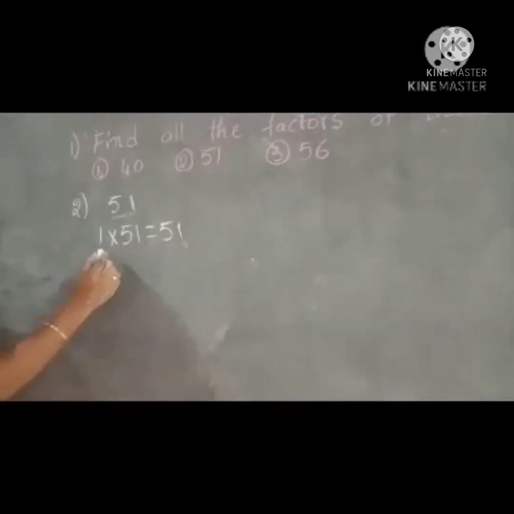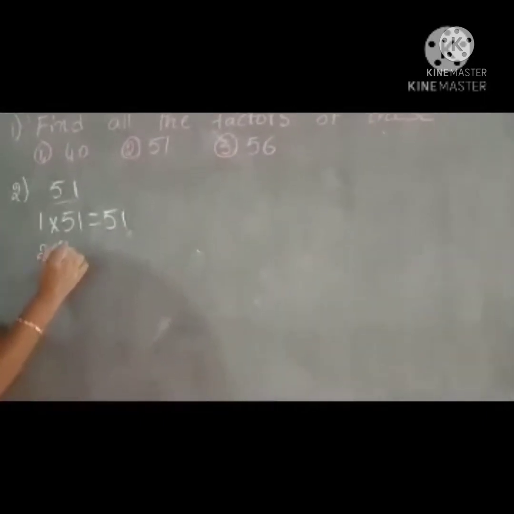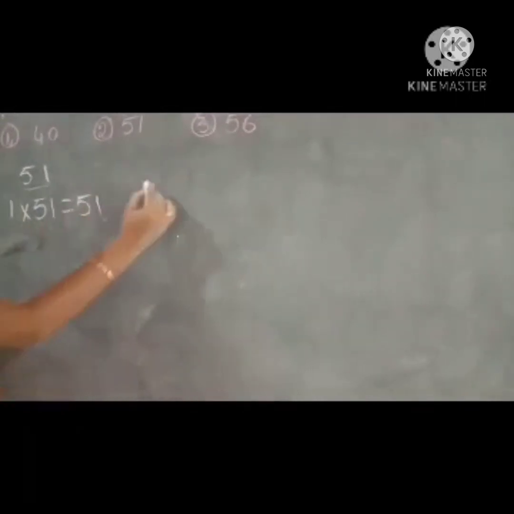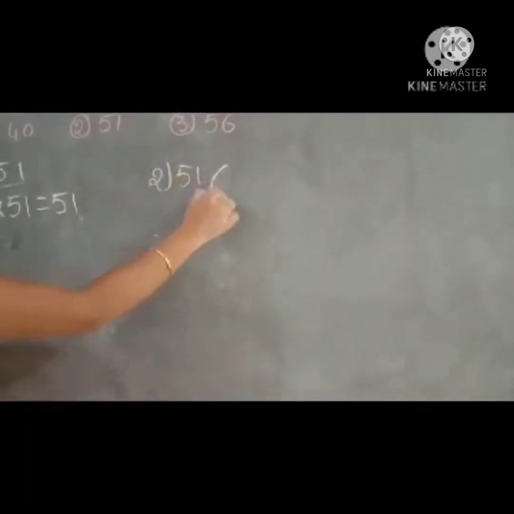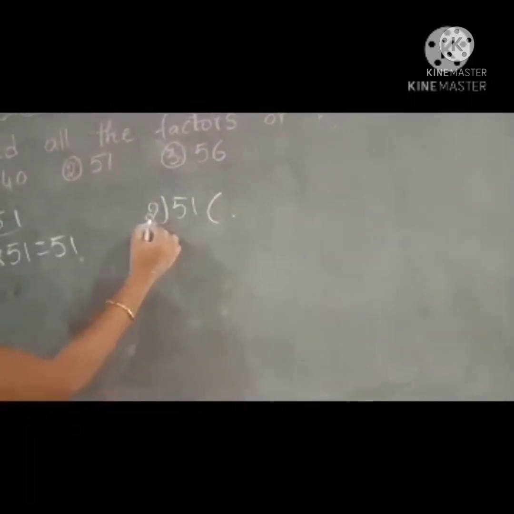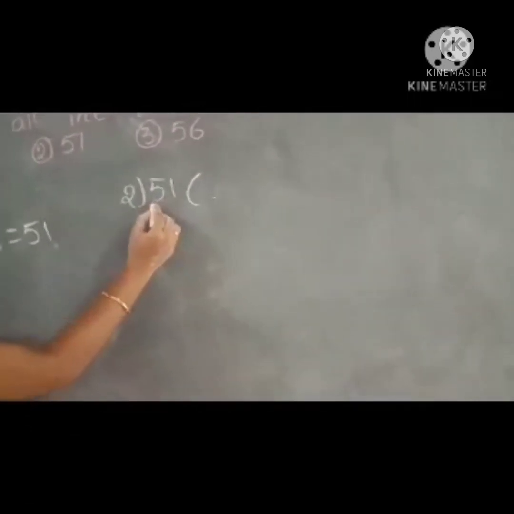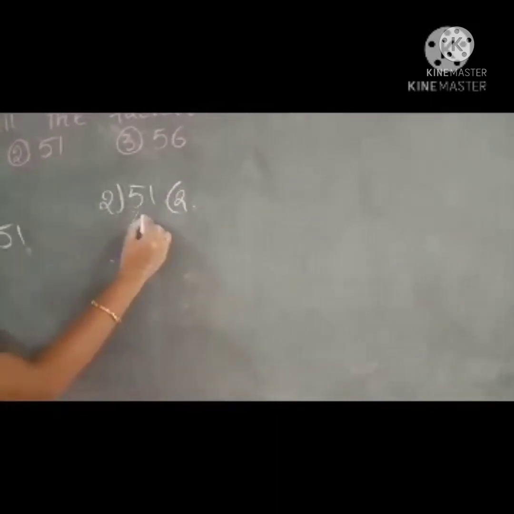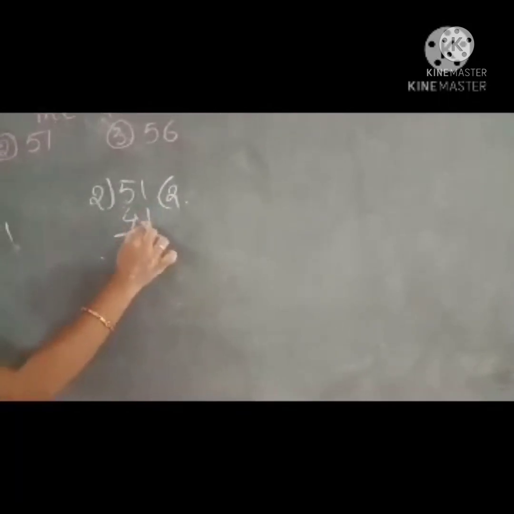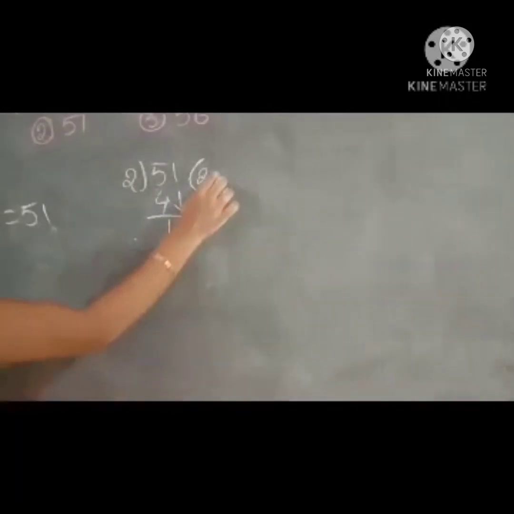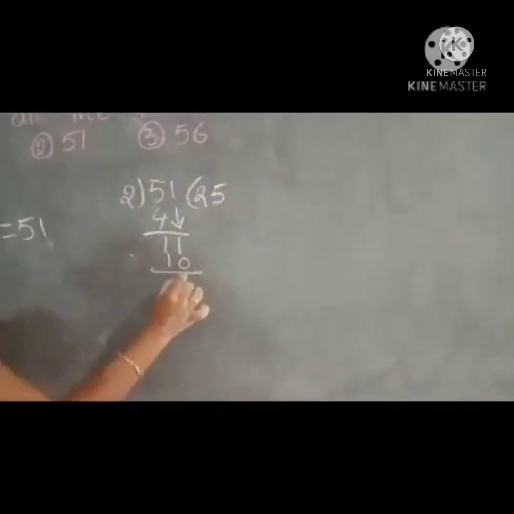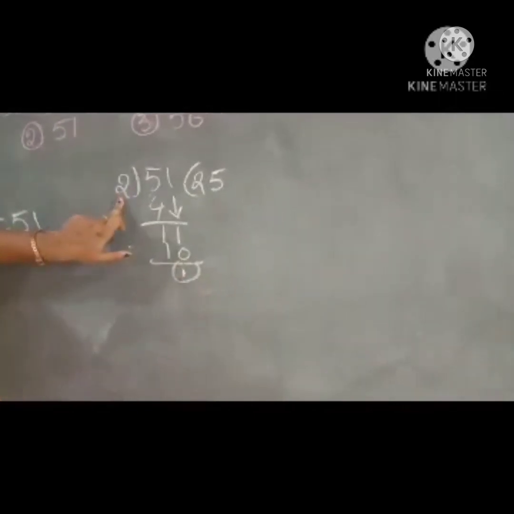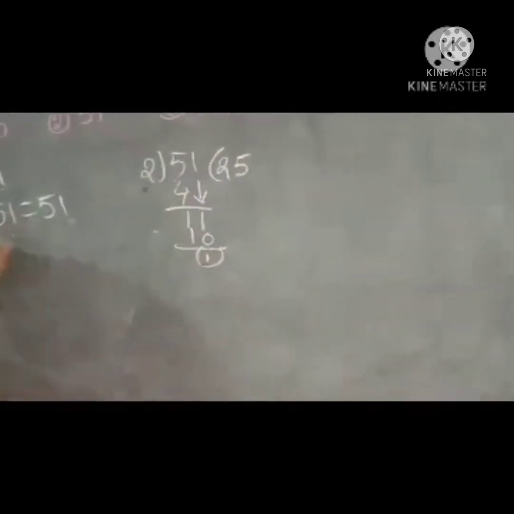Okay children, next see the second one. 2 table. In 2 table 51 is there or not there? Once check, afterwards we will write here, otherwise we will confuse. So in 2 table 51 is there or not there children? Check. 2 table 5 is there or not there? Not there. So we have to take the before number. 2 2s are 4. 1. Again we have to take the number. Okay, borrow. 5 is 10. Here remainder is there or not there? Yes, remainder is there. That's why in 2 table 51 is not there. Again take the next number.